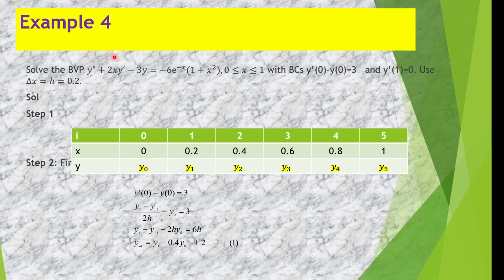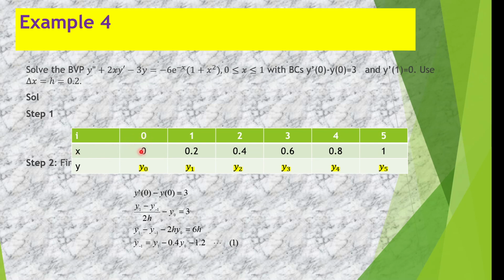And the ODE given is y double prime plus 2xy prime minus 3y equal to negative 6 exponent negative x multiplied by 1 plus x squared. Solve x from 0 up to 1 with the increment h equal to 0.2. So x from 0, the increment is 0.2, 0.4, 0.6, 0.8, 1. And then we discretize, because we have so many x there, we need to discretize x. So this is i equal to 0.